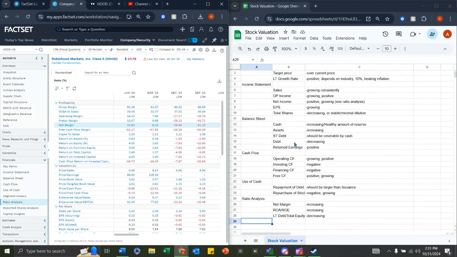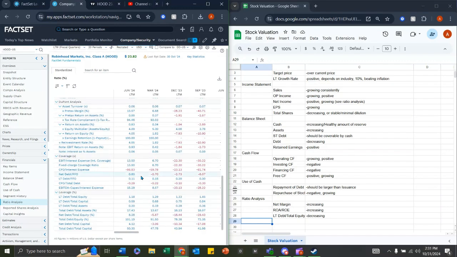I covered decreasing debt earlier as well as the short-term debt. So in terms of the ratios, they are important, but it's not something that I specifically look into. But other than that, I think that is it.